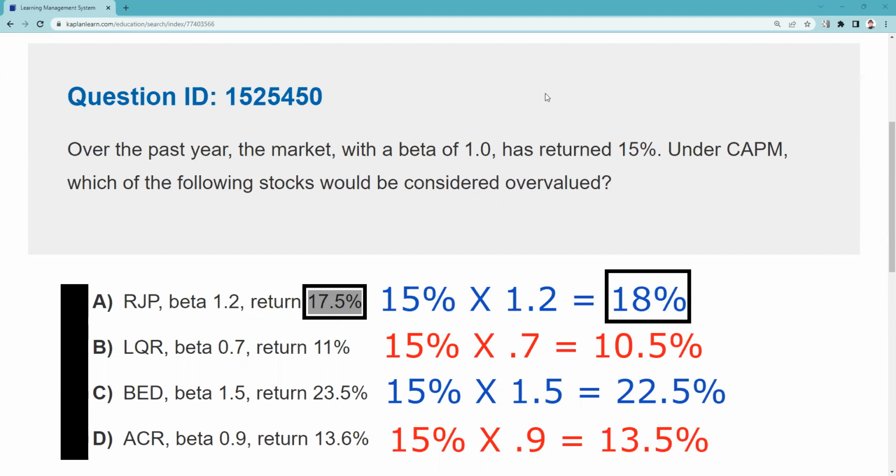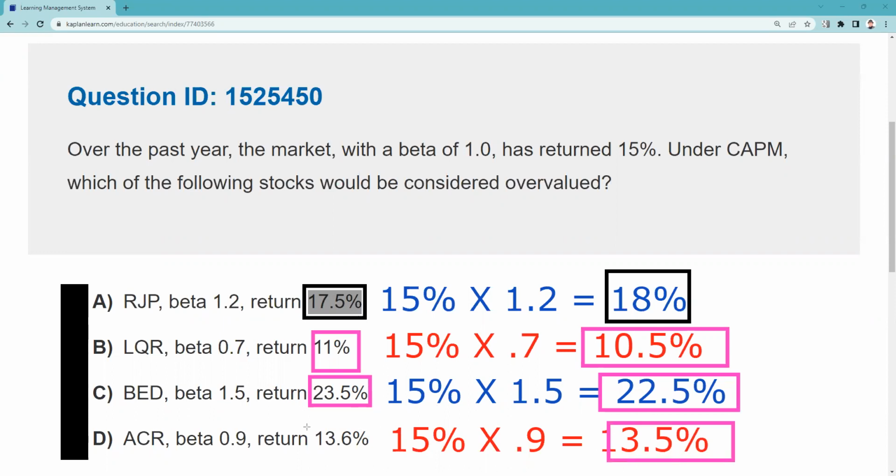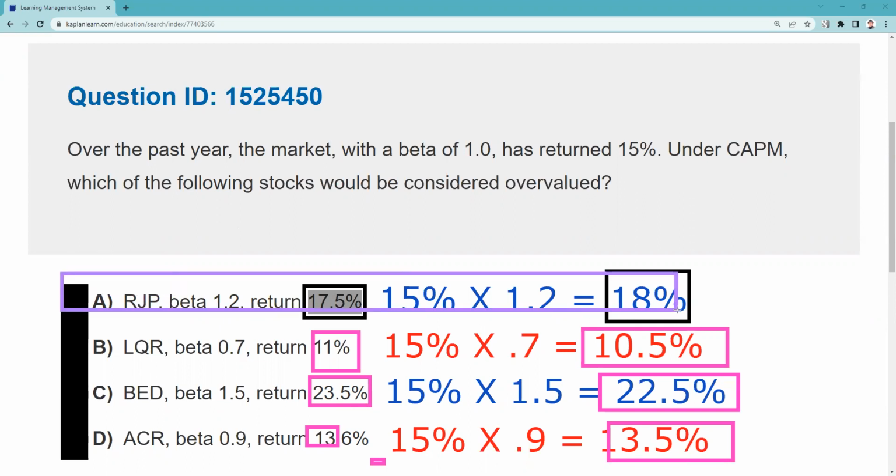All the others, we got 11 and the expected return was 10.5. We were expecting 22.5 and we got 23.5. We were expecting 13.5 and we got 13.6. And so the answer to this question is choice A. Boom, boom. So hope you found that helpful.